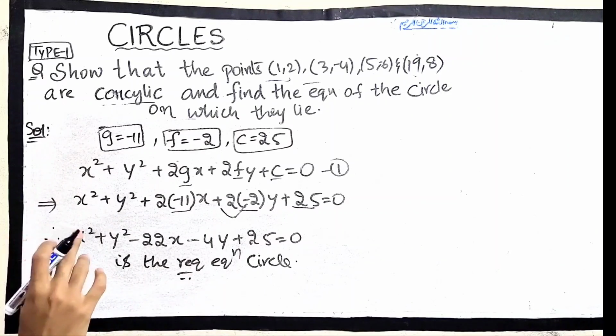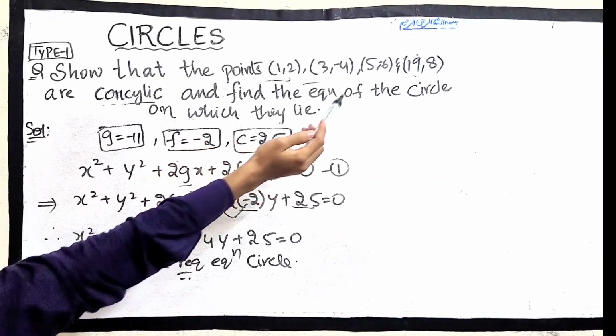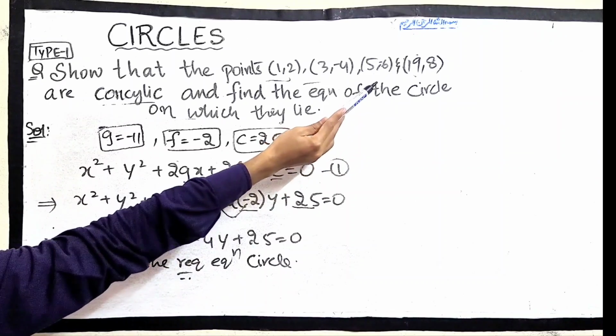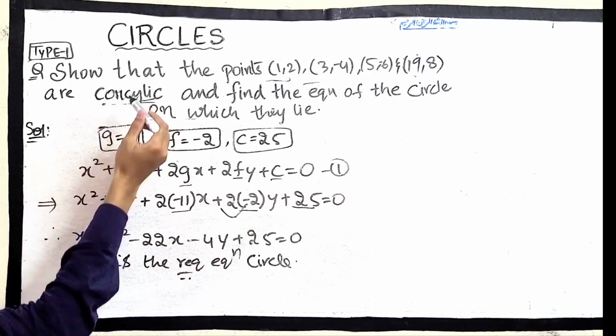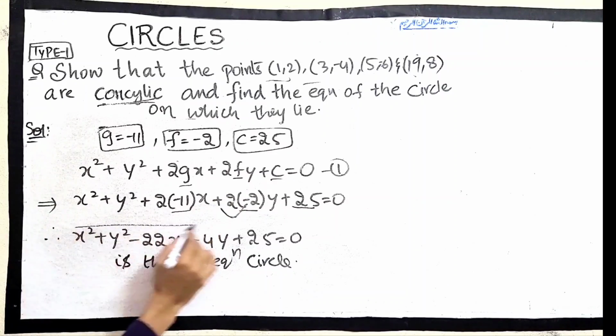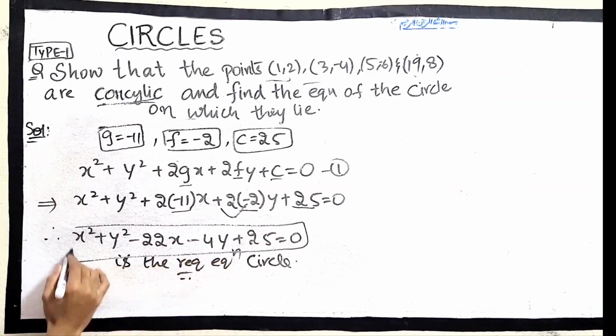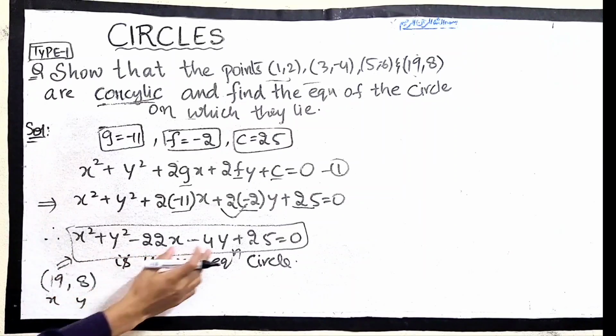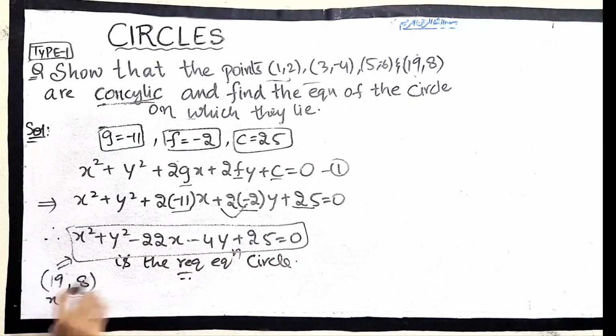With this you will get 7 out of 7 marks. Just one step is left over. You just need to substitute the point 19 comma 8 to show that it is concyclic. You just need to substitute 19 comma 8 in this final equation of the circle which you got. Just in place of x and y you substitute 19 and 8. If LHS becomes equal to RHS, then you will get 7 out of 7 marks with this solution.